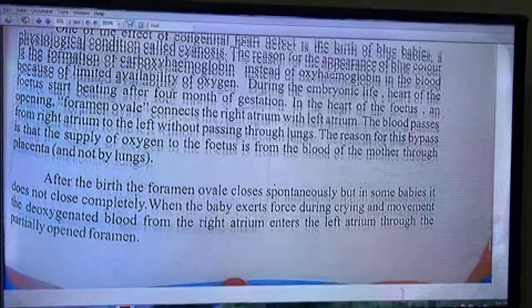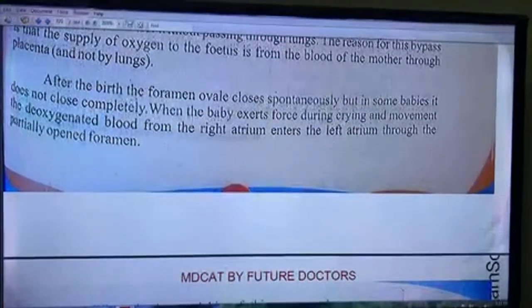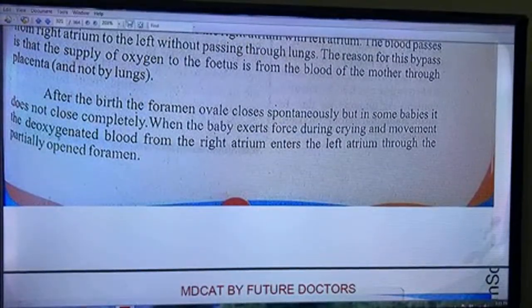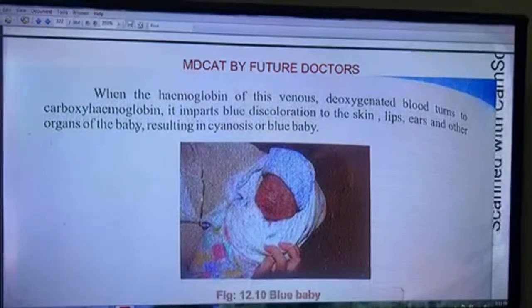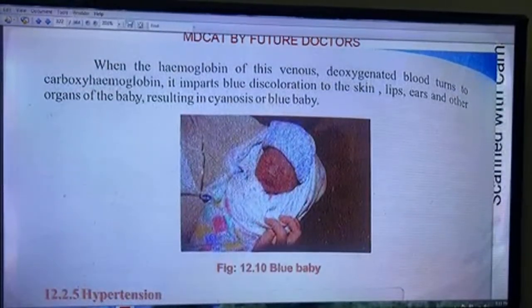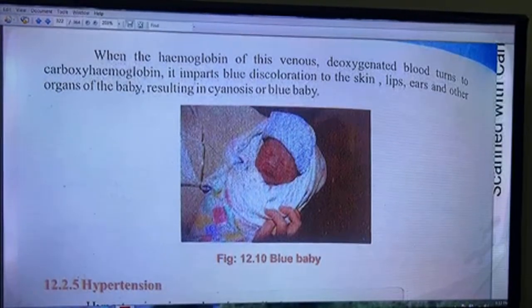After the birth, the foramen ovale closes spontaneously, but in some babies it does not close completely. When the baby exerts force during crying and movement, the deoxygenated blood from the right atrium enters the left atrium through the partially opened foramen. When the hemoglobin of this venous deoxygenated blood turns to carboxyhemoglobin, it imparts blue discoloration to the skin, lips, ears, and other organs of the baby, resulting in cyanosis or blue baby.